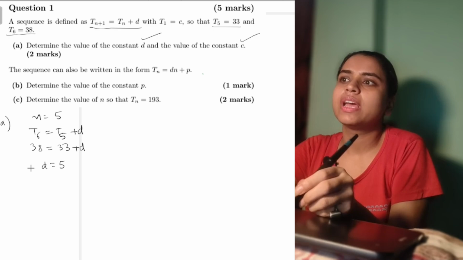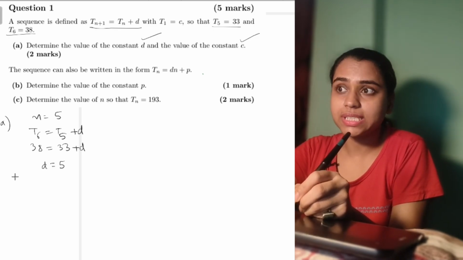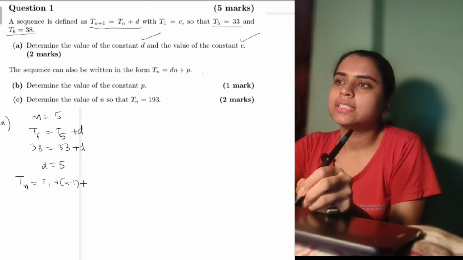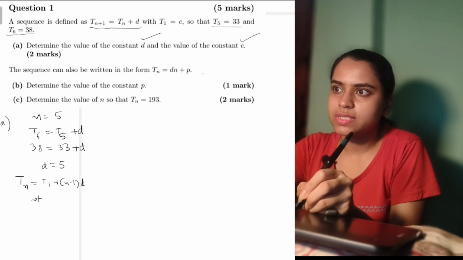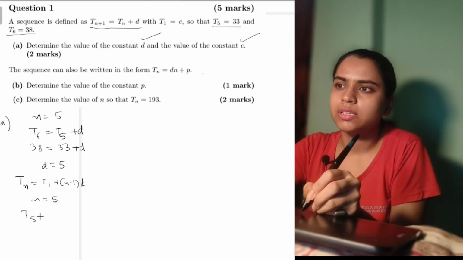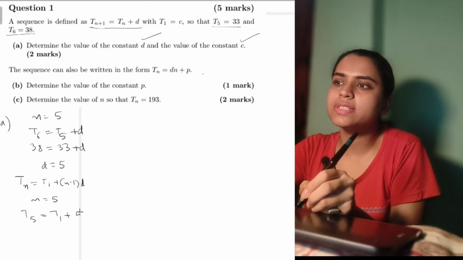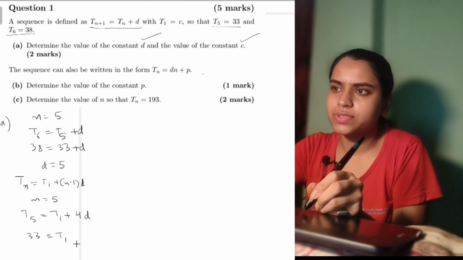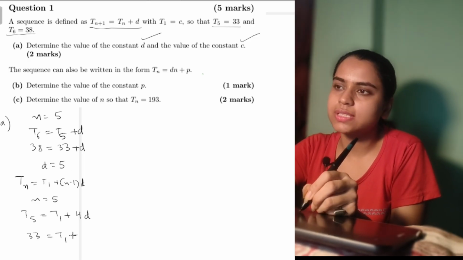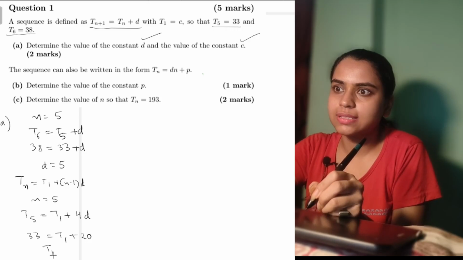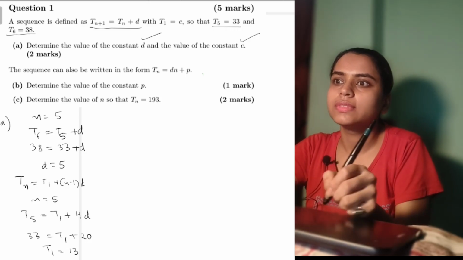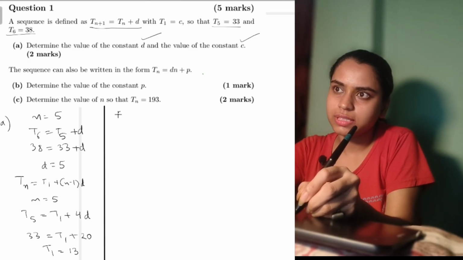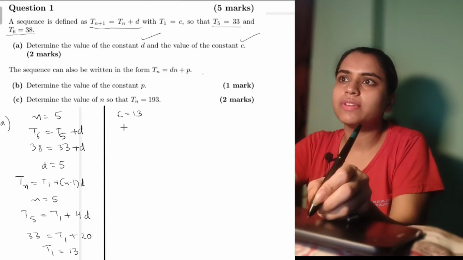If your D is 5, and we know the recursive rule in the arithmetic case, it's Tn is equal to T1 plus (n minus 1)D, right? Now let's just take n as 5. So this gives T5 is equal to T1 plus 4D. Our T5 is 33, T1 plus your D is 5, so 4 times 5 is 20. So this gives me T1 as 13. If your T1 is 13, it means your C is 13, right? So we have got out the value of D and C.